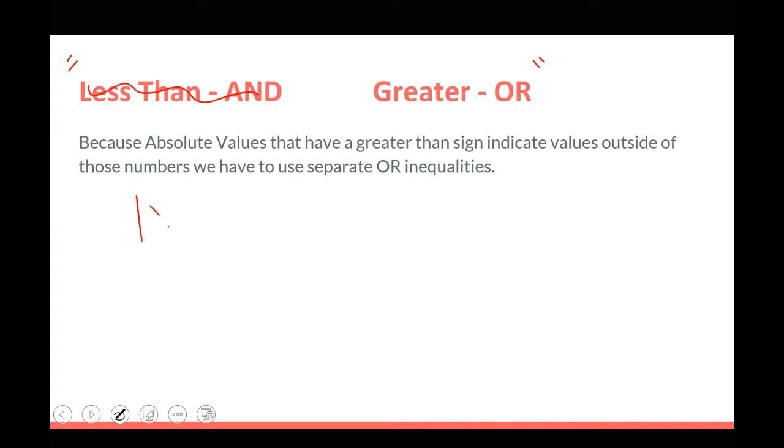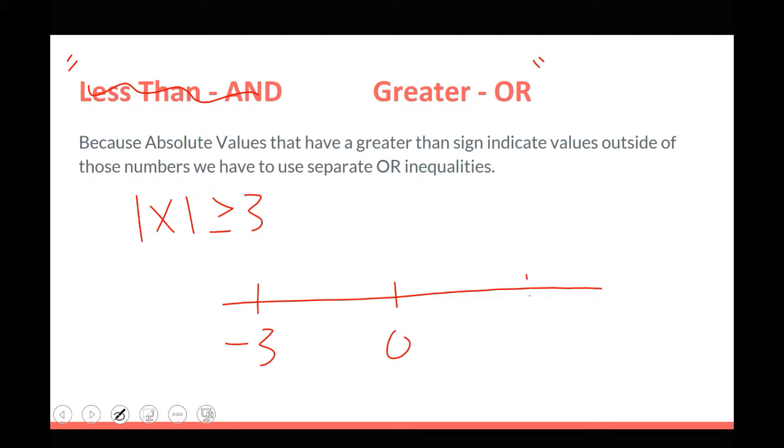So let's look at another example. Say the absolute value of x has to be greater than or equal to 3. Okay, well, on a number line, this is 0. We'll call this negative 3 and 3. So if I want an absolute value, or a distance from 0, to be greater than or equal to 3, we could start at negative 3 and go away from 0 here, or start at positive 3 and go away from 0 here.